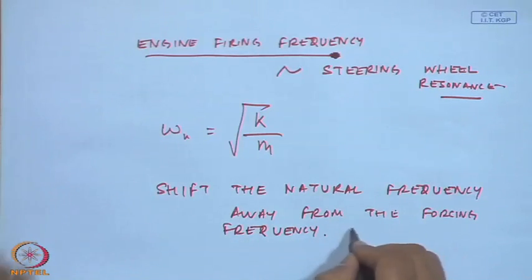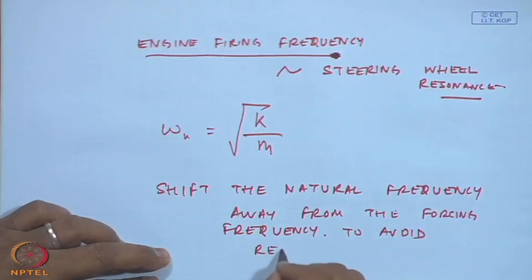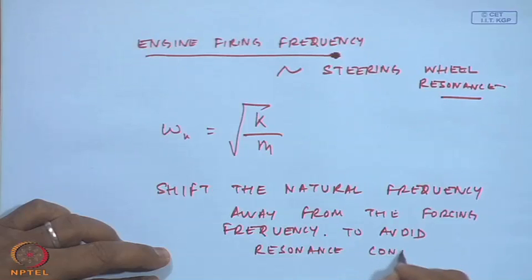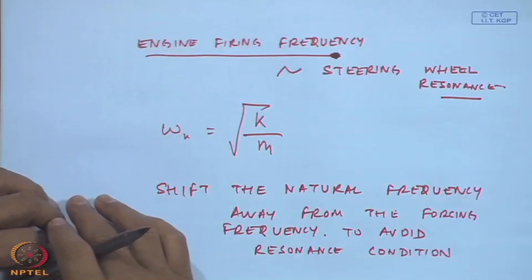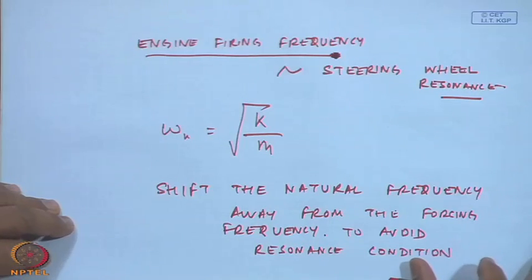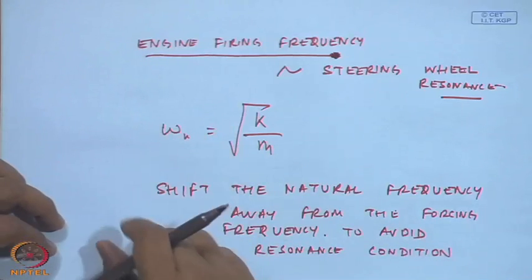So, to avoid the resonance condition through design, we can change that, and then we can shift the natural frequency. Now, if your engine idles, the steering wheel is not going to vibrate.